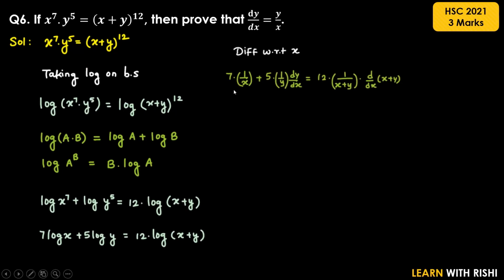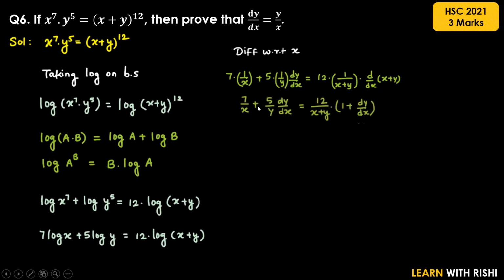Okay, so after differentiating with respect to x, we'll get 7 is constant, log x derivative is 1 upon x, plus 5 log of y. Now we are differentiating with respect to x, so this is now a composite function. So 5 into 1 upon y, derivative of log y is 1 upon y into dy by dx because we are applying a chain rule. That is equal to 12 is constant, log of x plus y, derivative will be 1 upon x plus y. Again, this is a composite function, so we take derivative of x plus y.